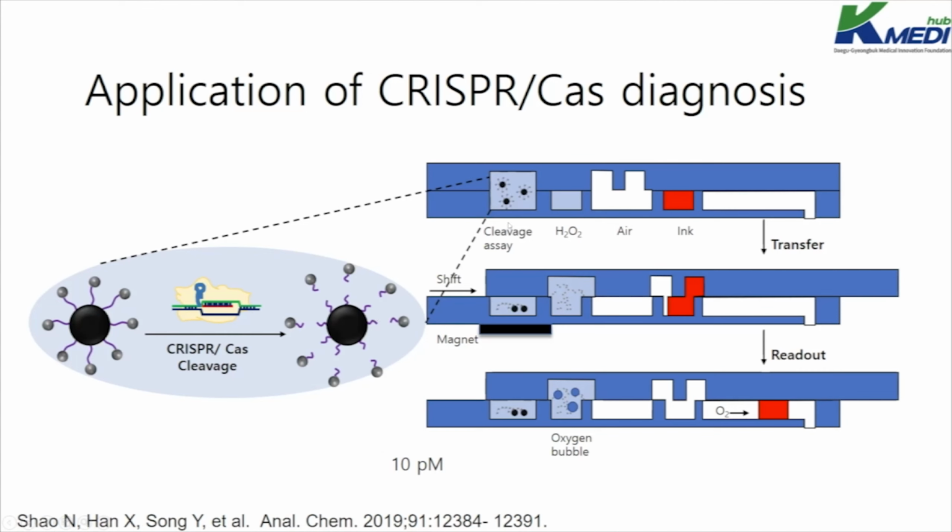Then this released platinum particle go to this second chamber, and catalyze the generation of oxygen from this hydrogen peroxide. This oxygen increases the pressure of this microfluidic chamber, and it pushes this detection ink. So in case there is some target, it makes some oxygen, and this oxygen pushes the ink. So this moving of ink is sort of the detection signal.